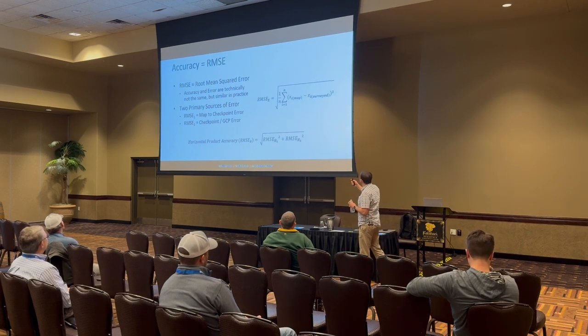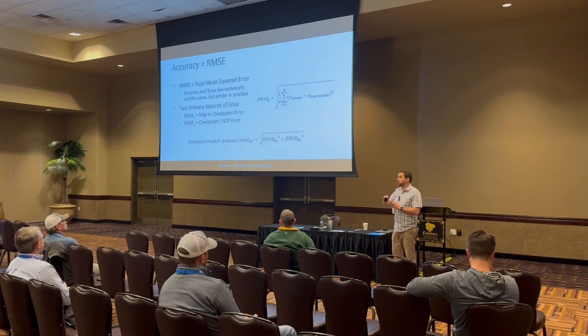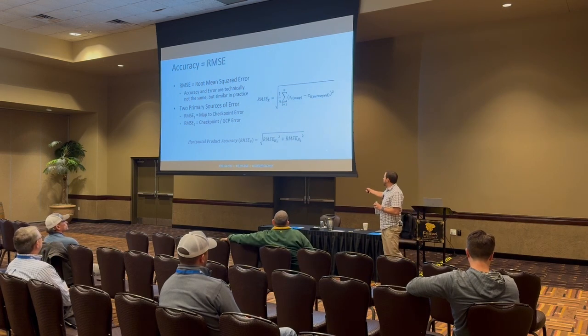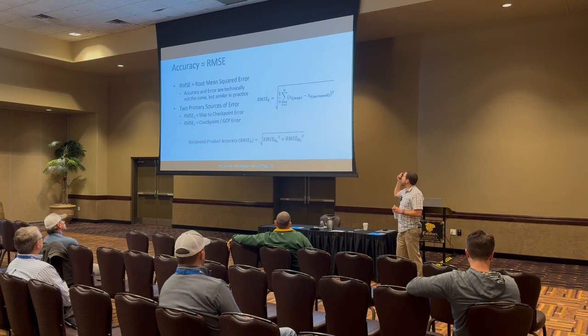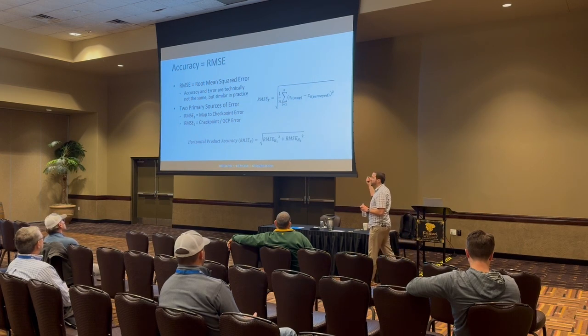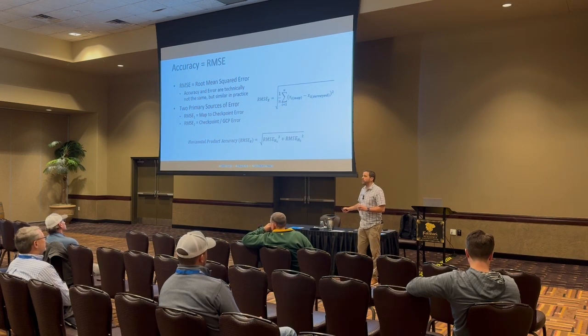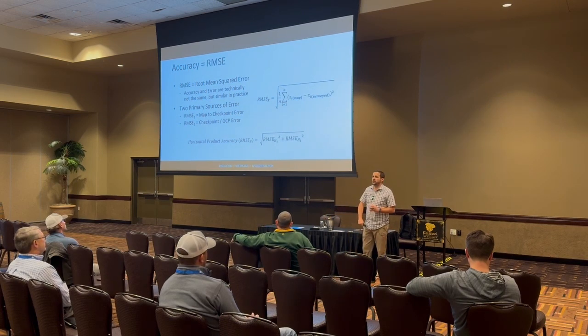So the newest way, this is one of those things that's brand new to the new standards, is you actually have to combine these two sources of error. The error of RMSE sub 1, they call it, which is the error of the map to the checkpoint, and then RMSE 2 is the error of the actual check shots themselves, which means that one way to think about it, you are never going to get a drone survey that is more accurate than the ground equipment that you use to measure your GCPs and to measure your check shots. That's one way to think about it.